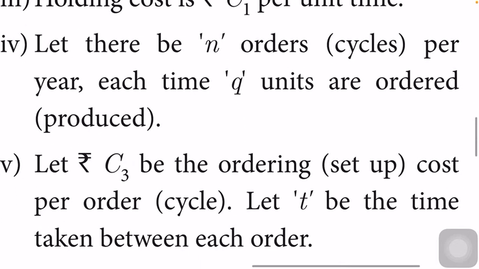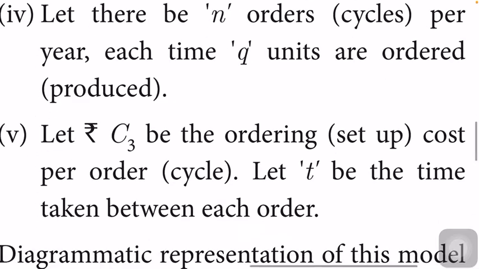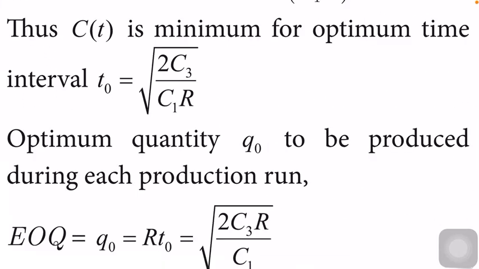C3 is the ordering cost. T0 is the time taken to place the orders. So, here T0 is equal to square root of 2C3 divided by C1 R, and EOQ is equal to Q0. We call EOQ as Q0 also. Q0 is equal to R into T0, that is square root of 2C3R divided by C1. That is the formula to calculate economic order quantity.